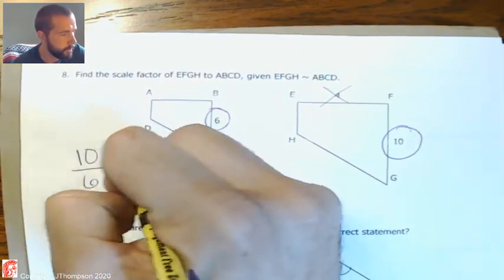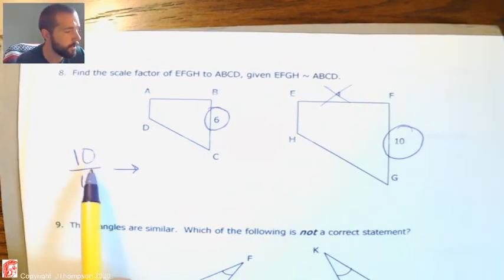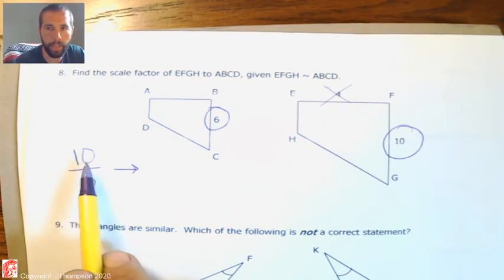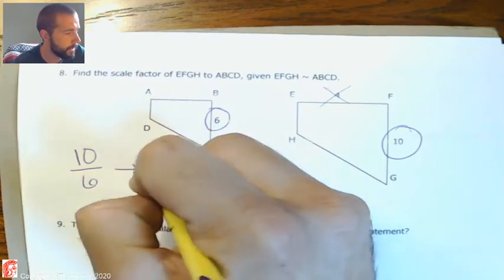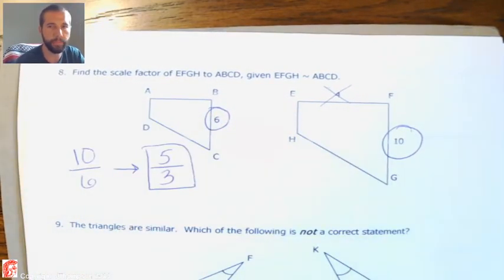And 10 over 6 reduces. You always want to reduce your scale factor to the smallest fraction. They're both divisible by 2. So 10 divided by 2 is 5. 6 divided by 2 is 3. So the scale factor is 5 to 3.